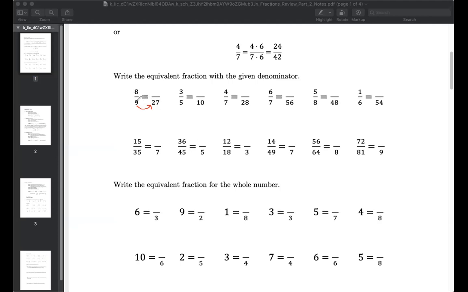Well, so I know I'm going from 9 to 27, so that means it's a multiplication of 3, right? Whatever I did to the bottom, I need to do to the top. So what's 8 times 3? 24. So the number that's missing here is 24. Okay, and that's how we're going to fill in the blanks for all of these. We're going to decide how we went from one to the other, and then that's where we're going to use that math. Whatever math we did at the bottom, we're going to do the same math at the top.